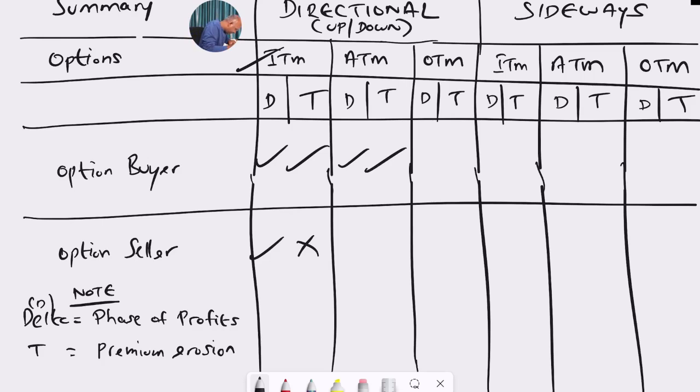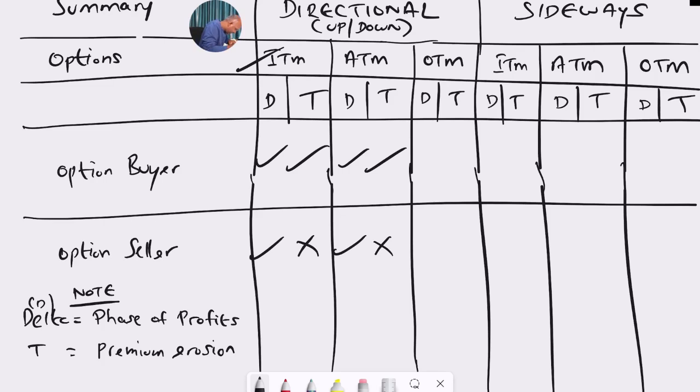An option seller, if he chooses at the money option in a directional market, again the delta will also help because the rate at which the profits are made will be average due to 1:0.5, because the premium erosion happens very less with at the money option.